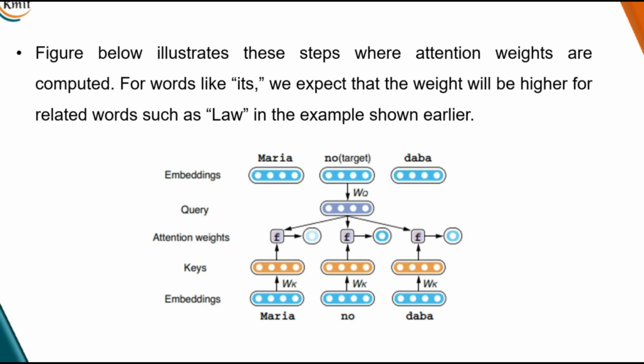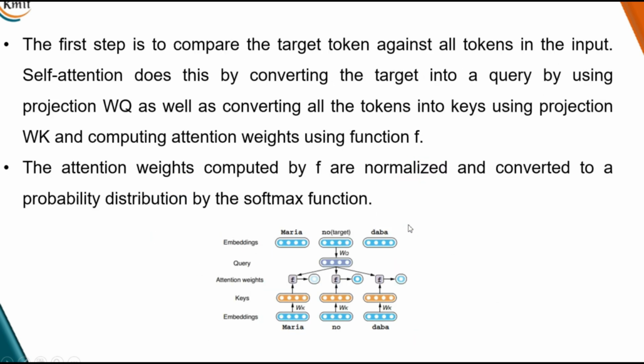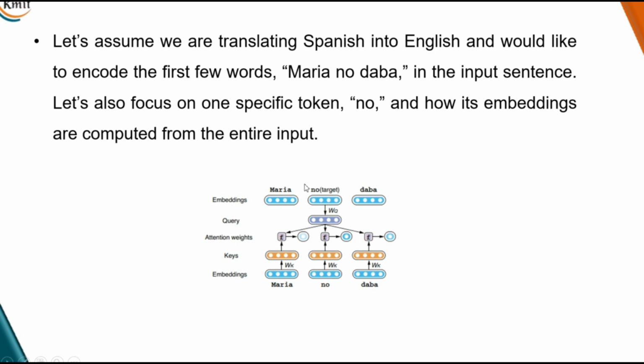Right. So when I talk about the words it's and law, okay, the figure as you can see here illustrates the different steps where the attention weights are computed. For words like it's, when it comes to the previous sentence, that will have higher weights as expected to the word law. Okay, now what do we do in the next step? In the next step, the vector corresponding to each token is converted into a value projected by WV. So as you can see here, in the previous figure, I got only one value, right?